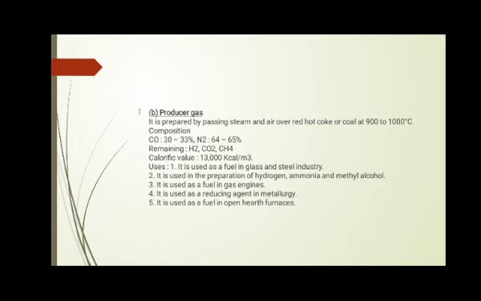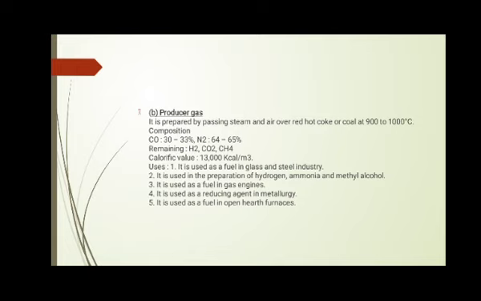Second one, producer gas. It is prepared by passing steam and air over red hot coke or coal at 900 to 1000 degrees centigrade. Composition: in producer gas, carbon monoxide 30 to 33%, nitrogen 64 to 65%, remaining hydrogen, carbon dioxide and methane. So in producer gas, major compounds are nitrogen and carbon monoxide. Calorific value 13,000 kilocalories per meter cube.